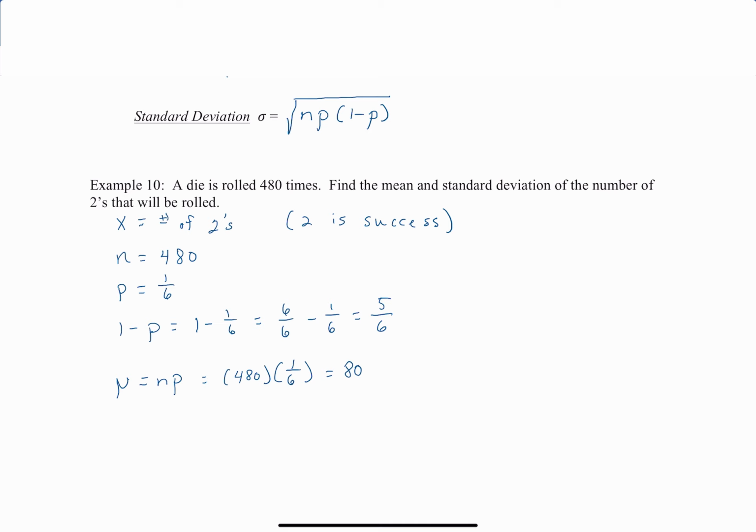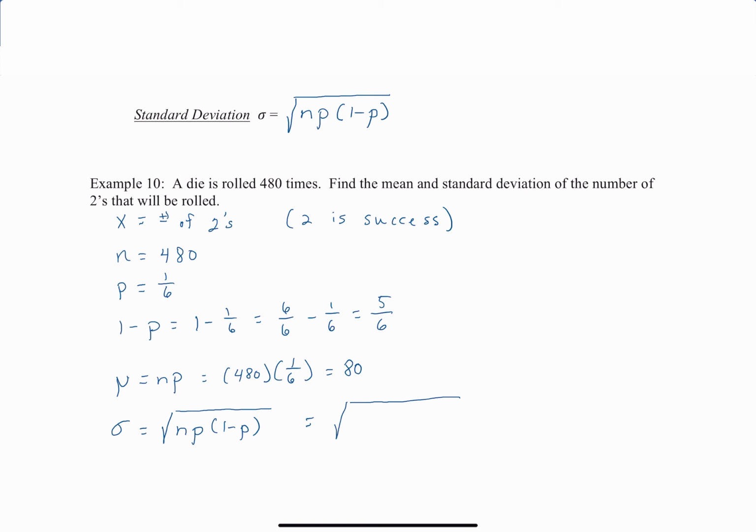What would the standard deviation of the number of twos be? We're going to compute n times p times 1 minus p under the square root. So under the square root, we have 480 times 1/6 times 5/6. Now, we already computed 480 times 1/6. That was our mean, and we got 80 for that. So what we need to compute under the square root is 80 times 5/6.